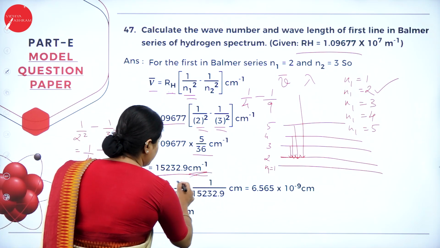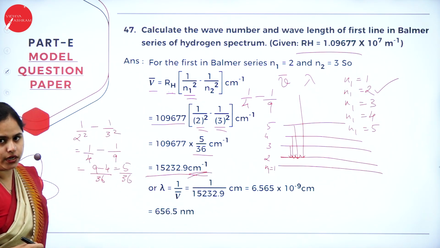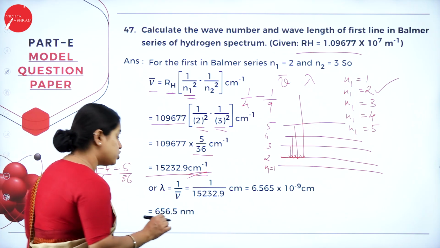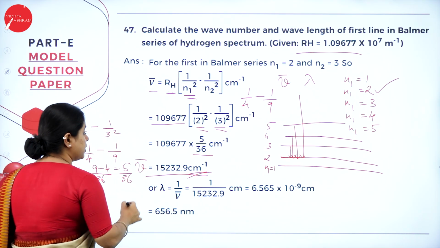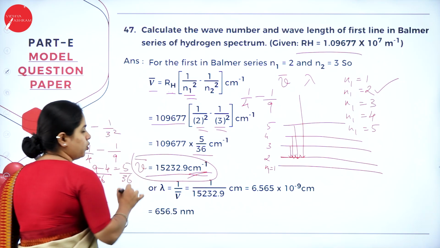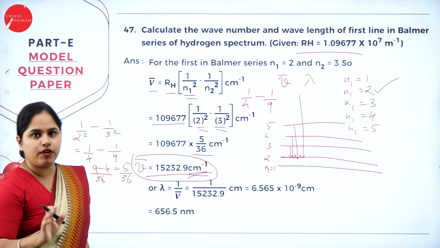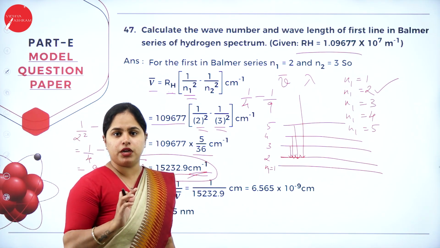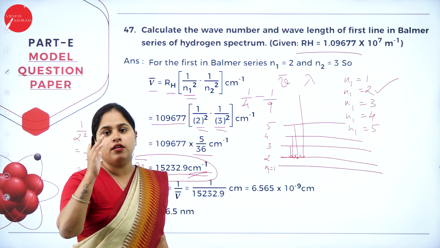So, writing the unit is also very important. Okay. So, this is the value. What is the value you have calculated? It is nu bar. Nu bar means wave number. So, if you have the wave number in your hand, it is very easy to calculate wavelength.